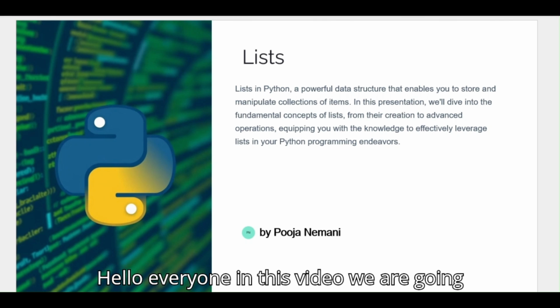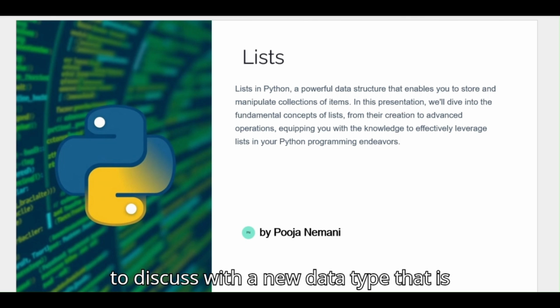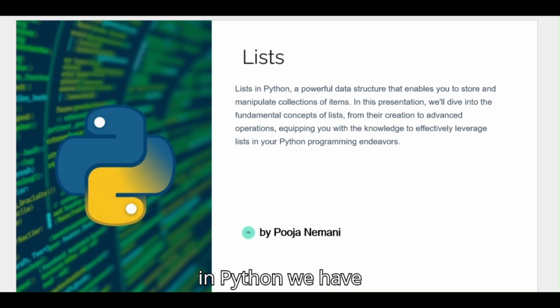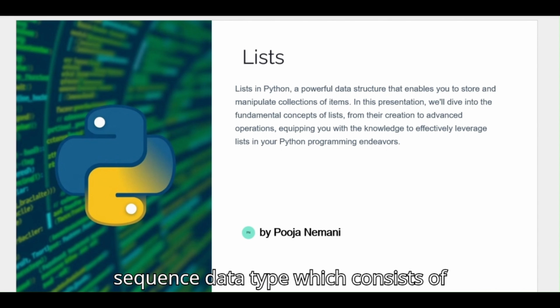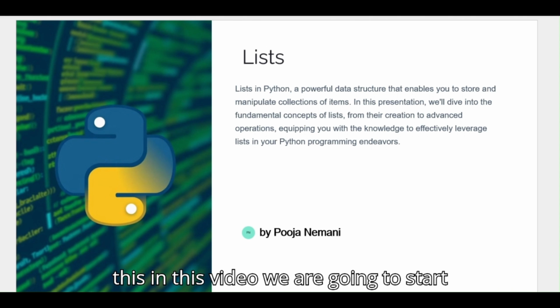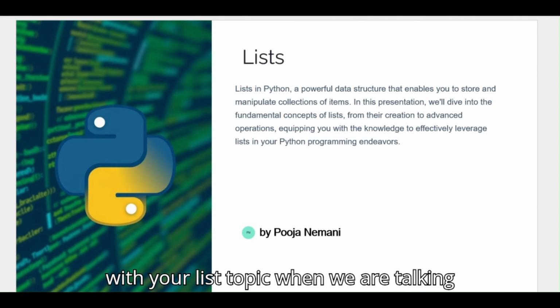Everyone, in this video we are going to discuss a new data type, that is list, which is of sequential type. In Python, we have sequence data types, which consist of string, list, and tuple. And in this video, we are going to start with the list topic.